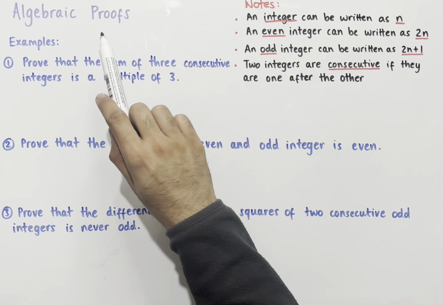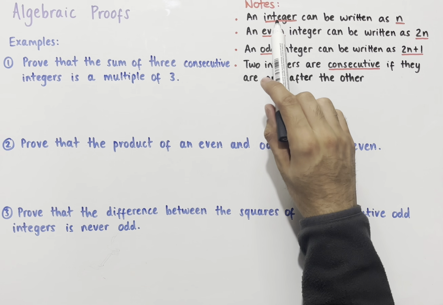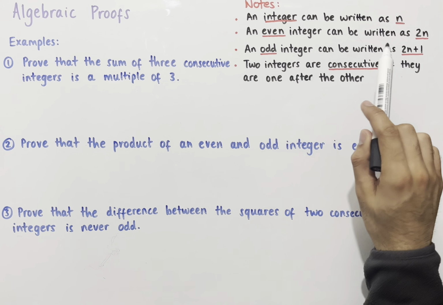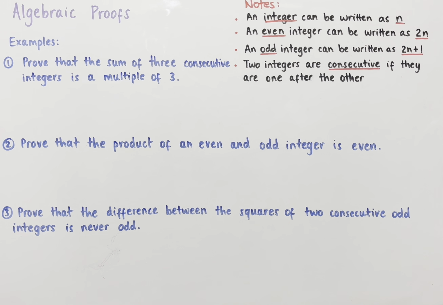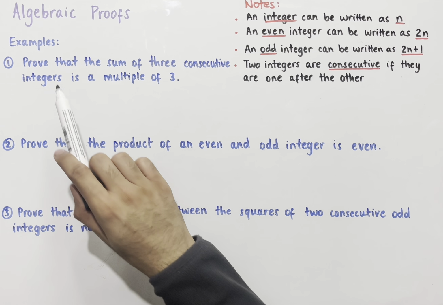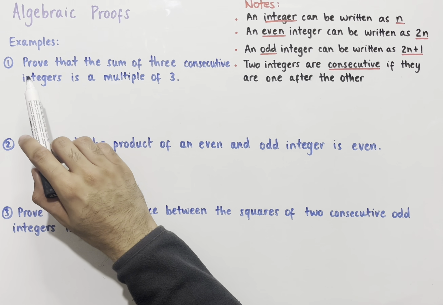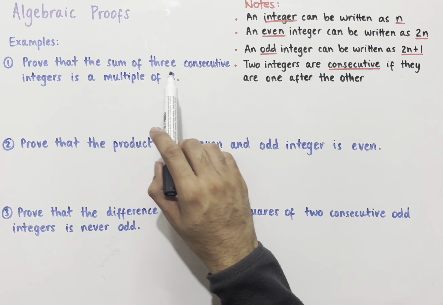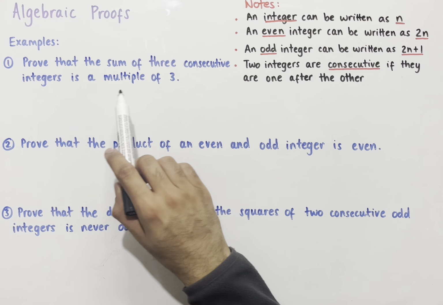Let's look at algebraic proofs. Now these are some notes on integers and the expressions that we can use for different types of integers that we'll be using in these examples. So the first example says, prove that the sum of 3 consecutive integers is a multiple of 3.